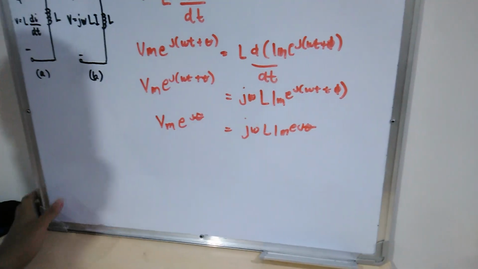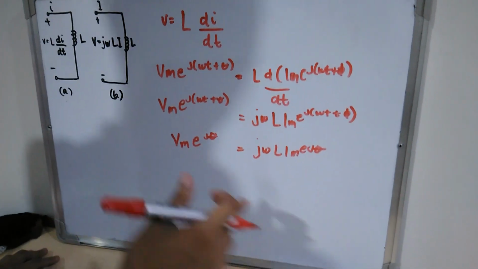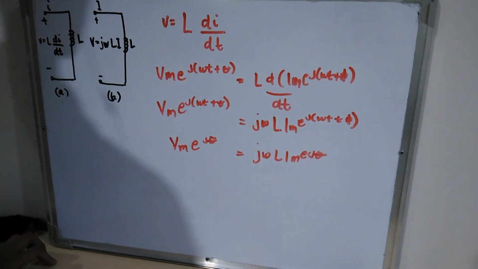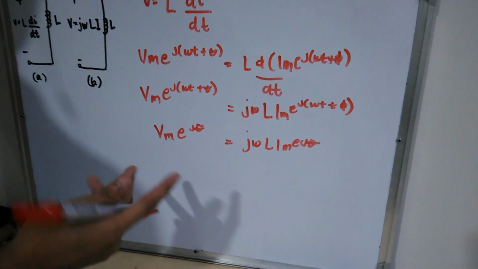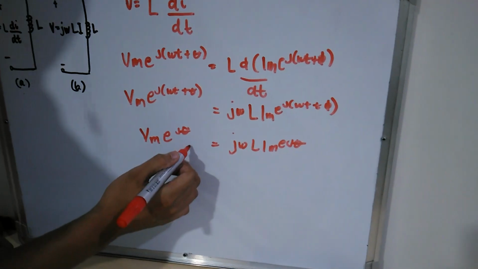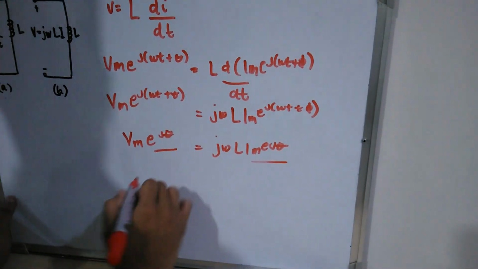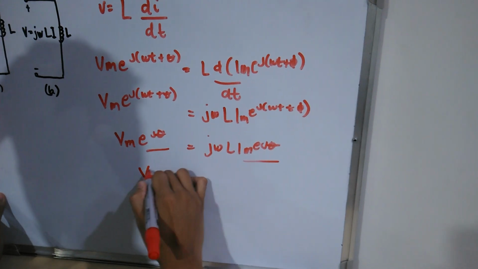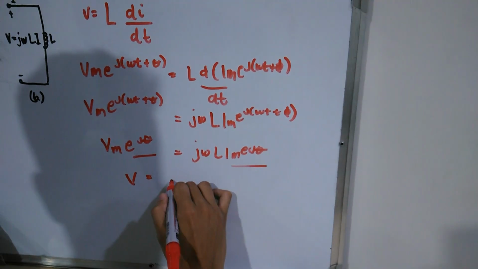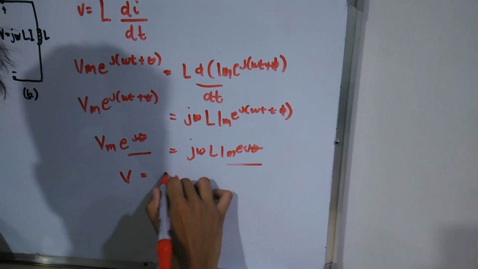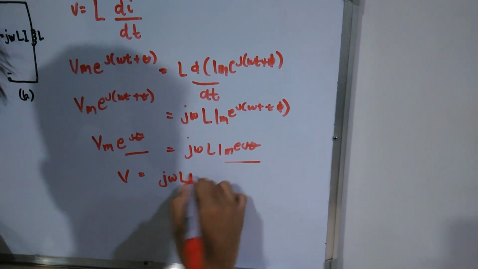Now, applying the same concept as with the resistor, eliminating the time dependence on both sides, we can now have V is equal to jωL times I.